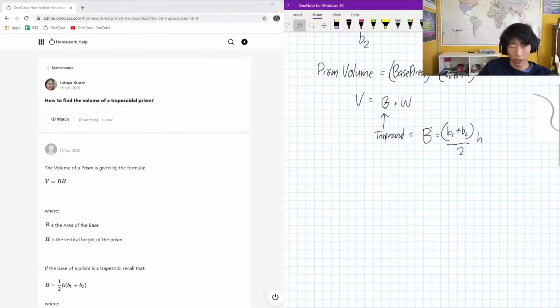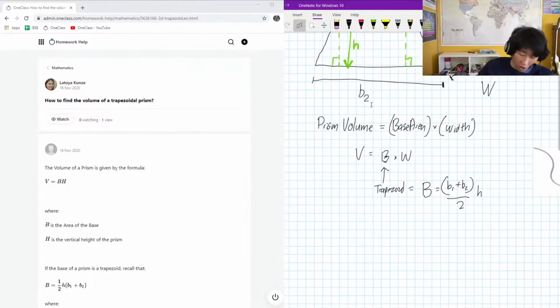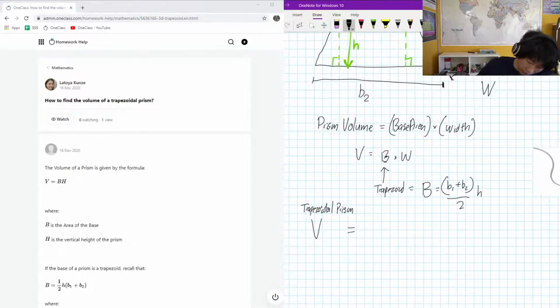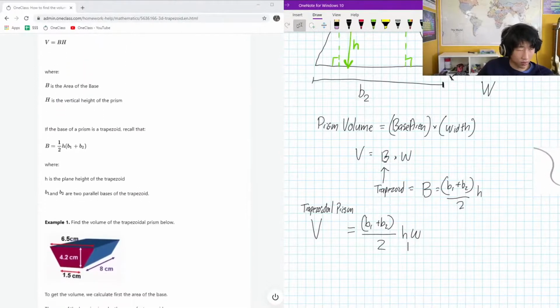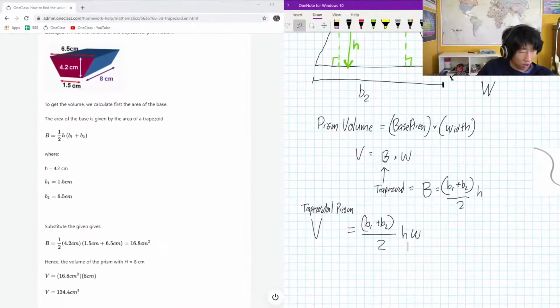Okay, so summing this trapezoid base into the general prism volume equation, we can get something like this. So the volume of a trapezoidal prism is equal to the base 1 plus base 2 in brackets divided by 2 times the height of the trapezoid times the width of the prism. And that would be the whole trapezoidal prism volume equation. Okay, so did we come to the same conclusion here? I would sure hope so.